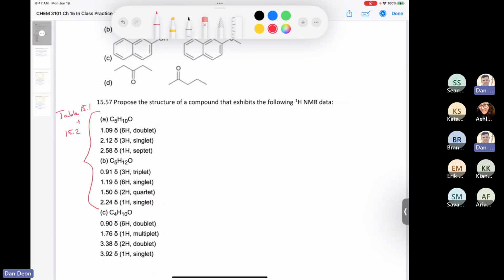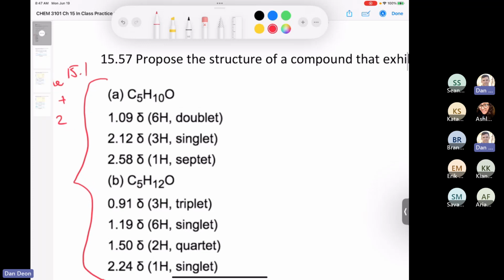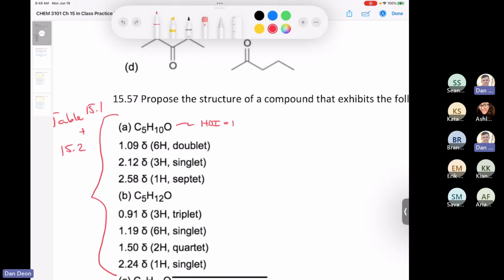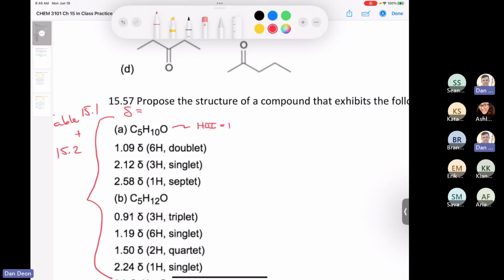It says propose the structure of a compound that exhibits the following proton NMR data. So first you have the molecular formula, and you've got to calculate the HDI. I'll just help you out with this one. HDI is equal to 1. So that means you've got 1 double bond or 1 ring in the compound. Now remember, the little delta signal here, that represents chemical shift, which is always, always, always recorded in parts per million.